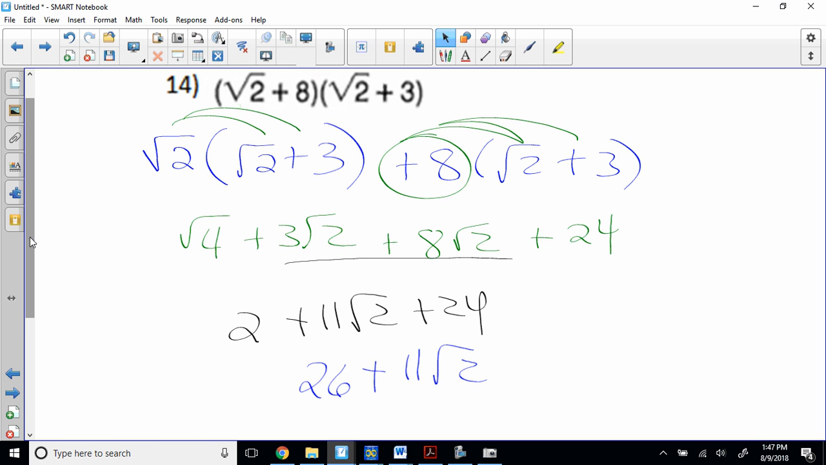And look at what's smack dab in the middle. What do we call those? Like terms, ladies and gentlemen. They're underlined. That's why I did that underline. Yes, sir.